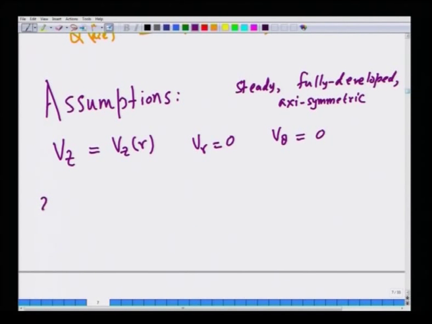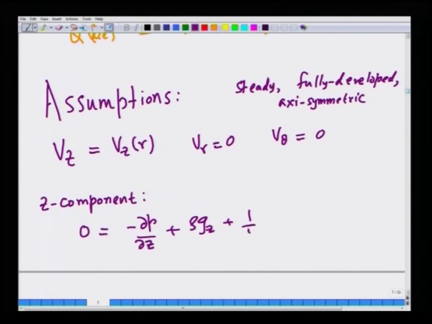So, the z component of the momentum balance will imply 0 is, and let us write all the three terms first, plus 1 over r partial r mu times 1. If you align your die perpendicular to the gravity direction, then g z is 0, and since there is no pressure drop that drives the flow in the die, it is merely driven by the fact that the wire is being pulled at a constant velocity, this is 0.